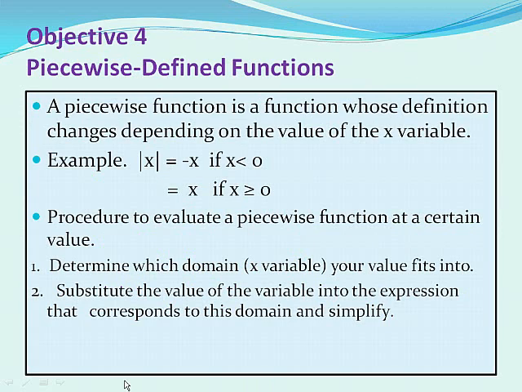Objective 4. Piecewise defined functions. A piecewise function is a function whose definition changes depending on the value of the x variable. Here is an example. The absolute value function can be defined as absolute value of x equal to negative x if x is less than 0 and is equal to x if x is greater than or equal to 0.